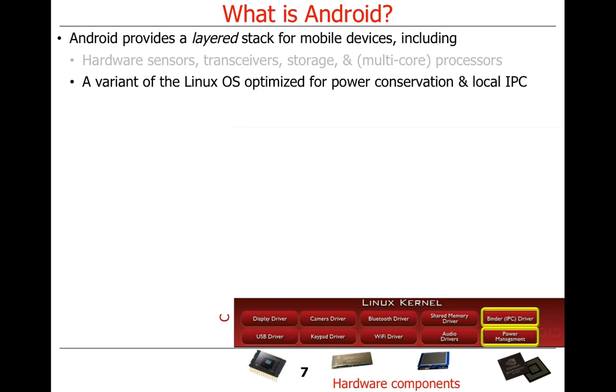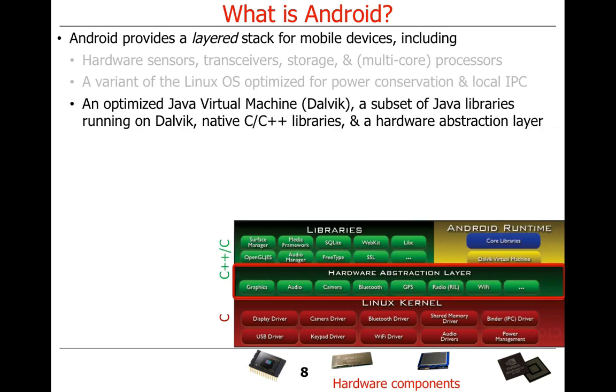Some of the things that are in there are a driver for interprocess communication, power management, and so on. The next set of layers, they're actually kind of glommed together, are dealing with low-level middleware. And we'll talk more about what some of this stuff is. At the lowest level of this is something called a hardware abstraction layer. And we're going to come back and talk more about this as well.